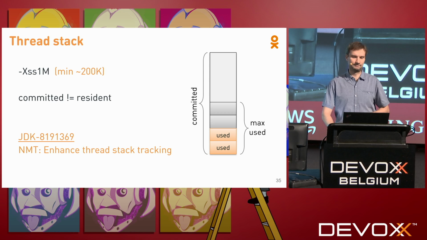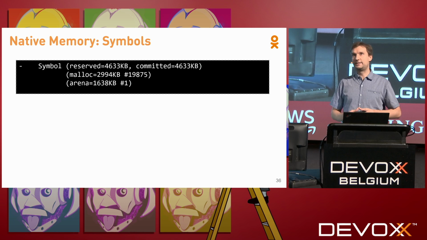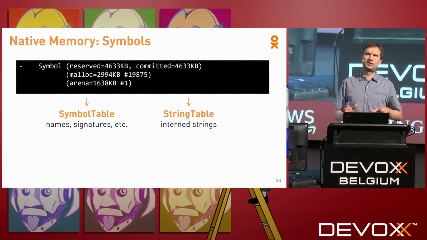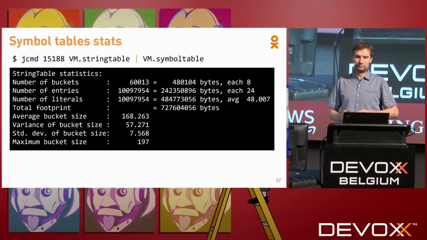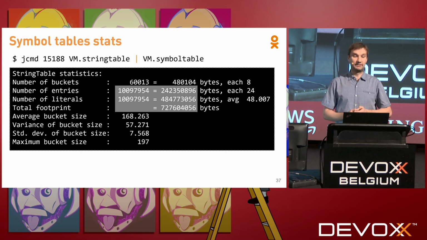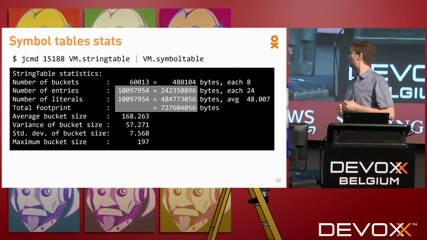Symbols is another interesting section in the NMT report. It counts memory consumed by two JVM internal hash tables, the symbol table and string table. Symbol table contains various names and signatures, while the string table contains references to interned strings. If for some reason your application creates too many interned strings, this can bloat the table. Recent JDK has another useful jcmd command to print the statistics of these tables. In this example, 10 million interned strings took more than 700 megabytes.